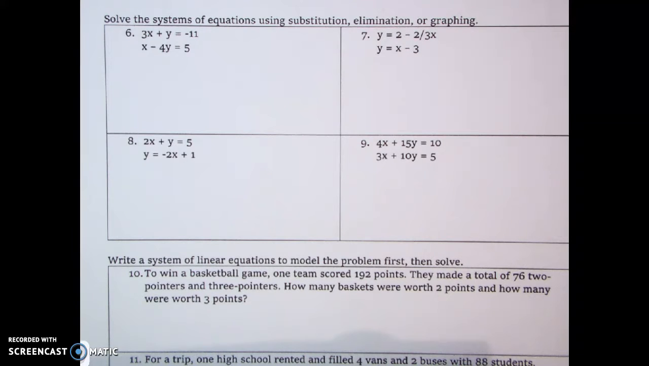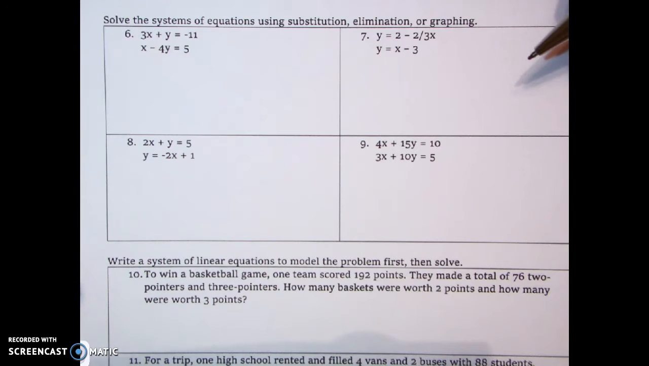Okay, now we're on the back, and this was systems of equations, systems of linear equations. For 6, 7, and 8, I'm going to show you the 3 different ways. For one of them, I'm going to use substitution. One, I will use elimination, and I will do the graphing. I'll show you the graphing on the calculator in case you forgot how to do that.